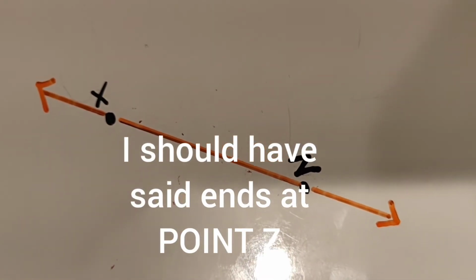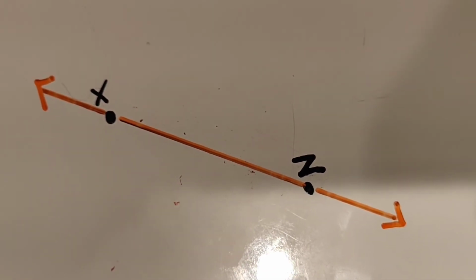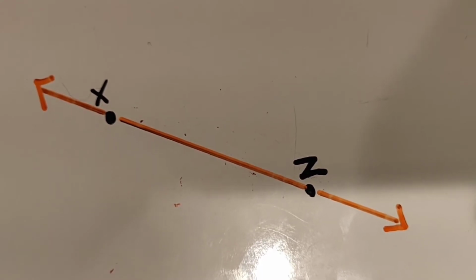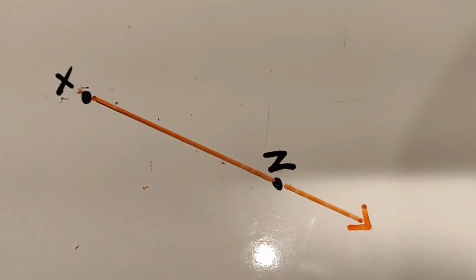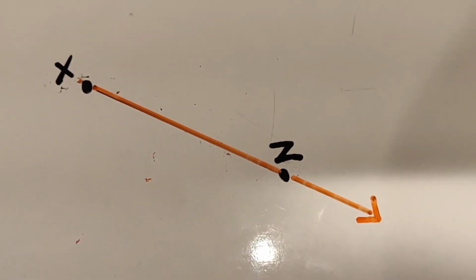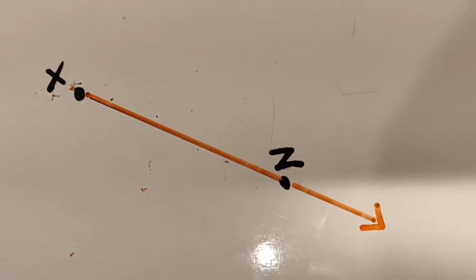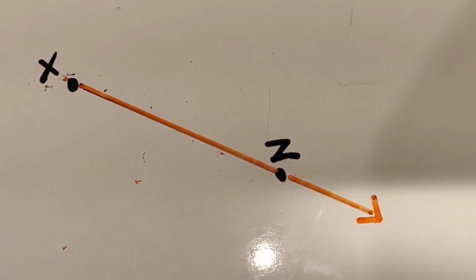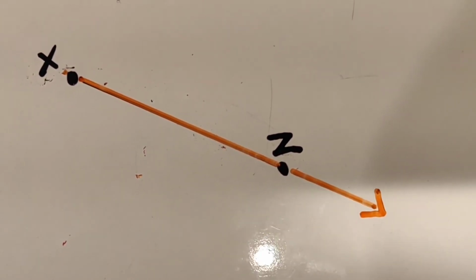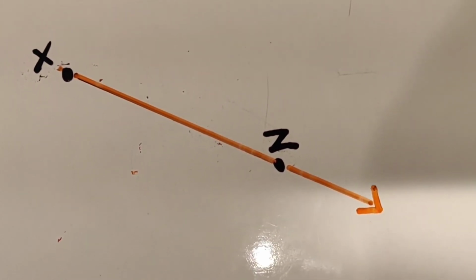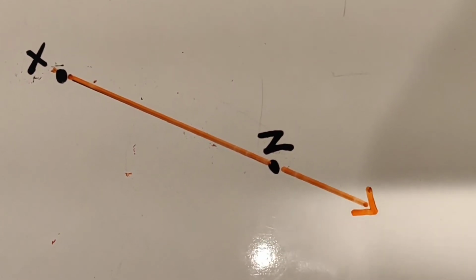And I can also turn my line into a ray by showing that it starts at point X. Then if you go from point X to point Z, it keeps going in that direction forever and ever. So what's an angle?